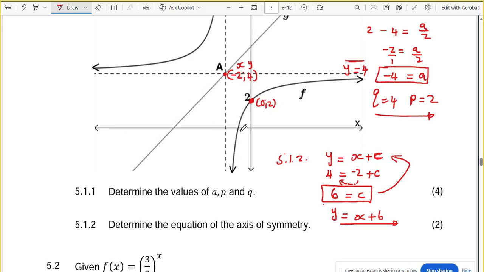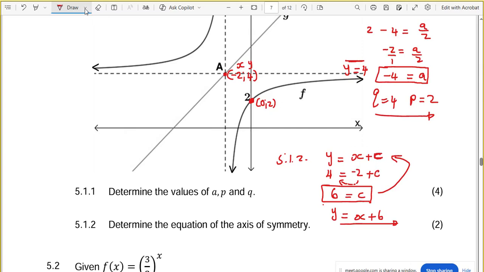I'm not sure if this makes sense. It does. So when you calculate the equation of the axis of symmetry, you go to the graph, you look at the point of intersection of your asymptotes, then you substitute it back into the equation.